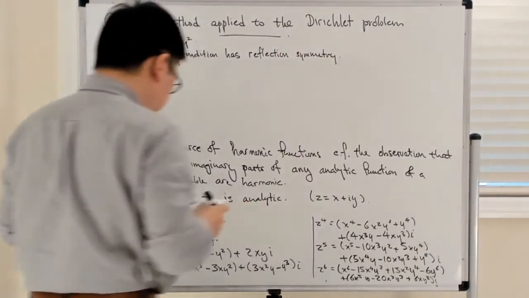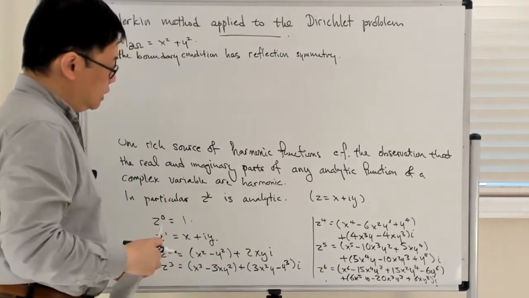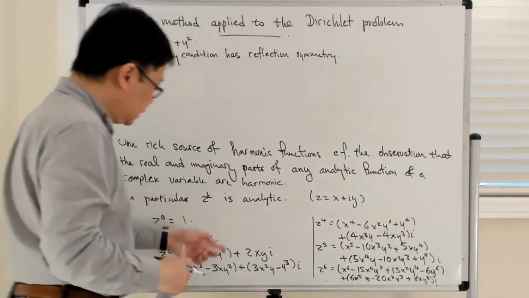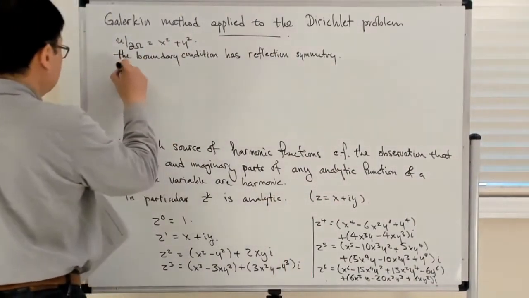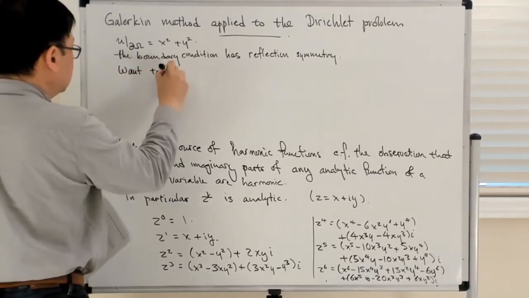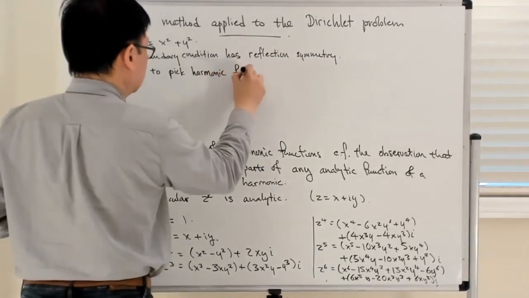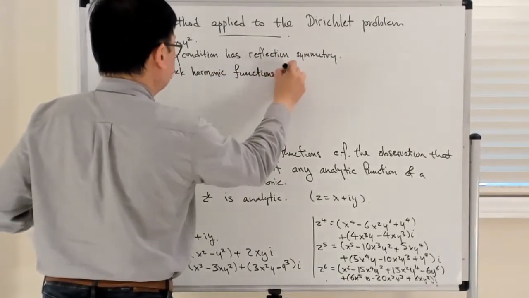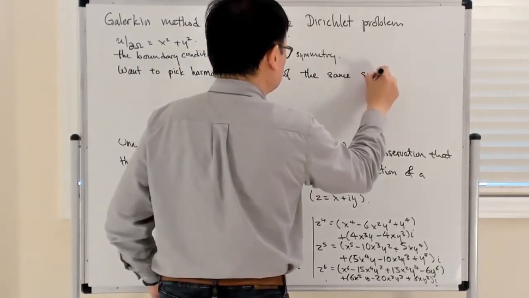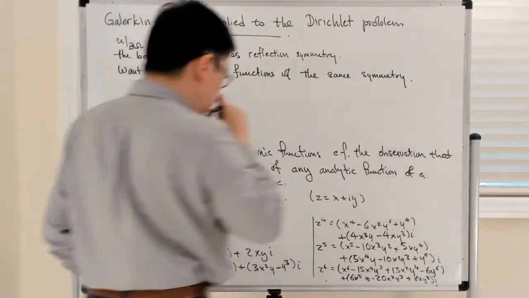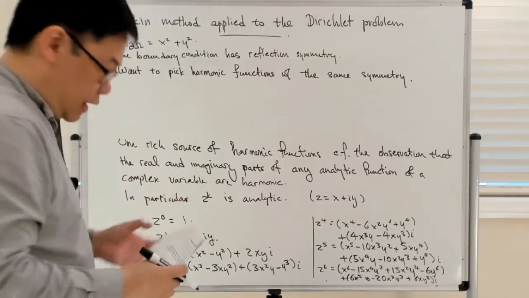So what I'm going to do is choose these candidate harmonic functions. Well, they're all harmonic functions, but choose these candidate shape functions which also respect this reflection symmetry. So I want to pick harmonic functions with the same symmetry. In particular, that means that we're only going to look for things which involve even powers of x and y. Okay.